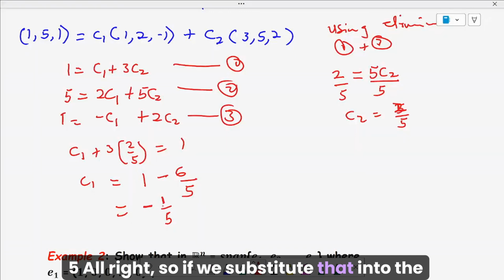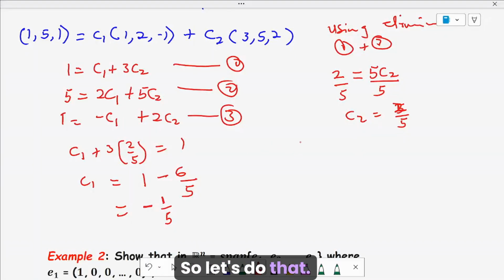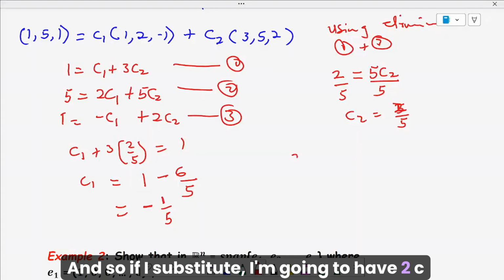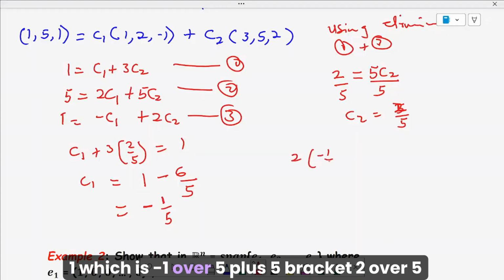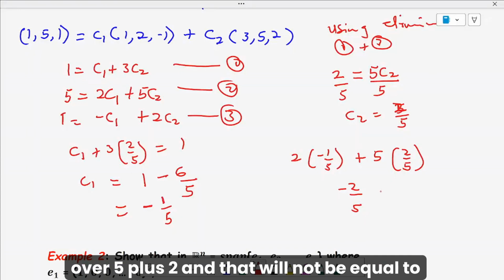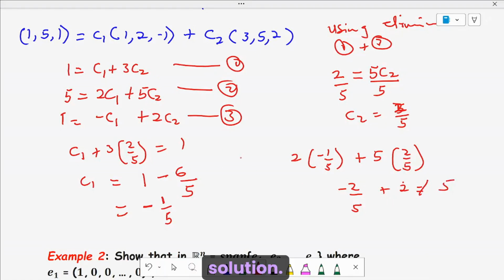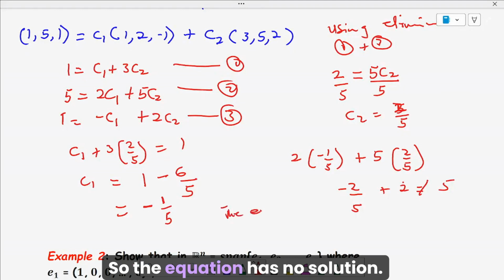All right, so if we substitute that into the equation we have here, we are expecting to get 5, right? So let's do that. If I substitute, I'm going to have 2C1, which is negative 1 over 5, plus 5 bracket 2 over 5, and that should give me 5. But when I do that, I'll have negative 2 over 5 plus 2, and that will not be equal to 5. And so this particular system has no solution. So the equations have no solution.